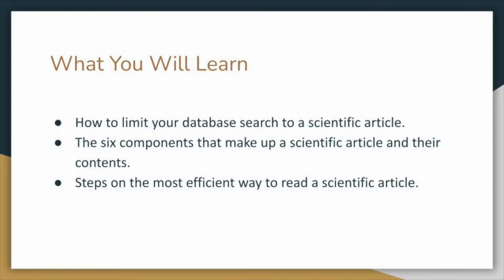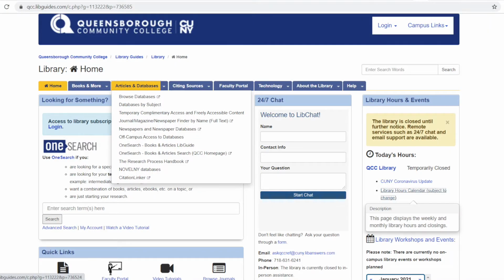While an example of a scientific study article from a psychology database will be used for demonstration, this tutorial is transferable to other disciplines, such as biology, nursing, and the social sciences. We will begin by demonstrating how to limit a search to a scientific study article in psychology.